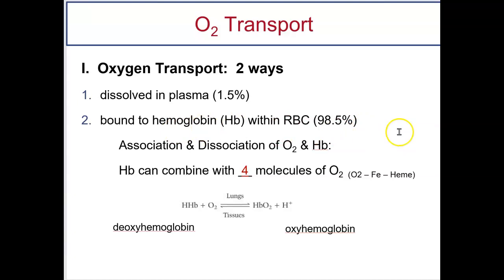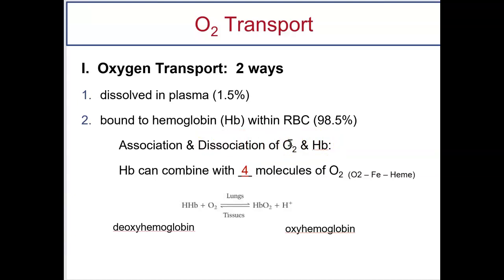Remember that hemoglobin has 4 heme groups, and each heme has an iron, and that iron grabs the oxygen. So when we talk about oxygen being saturated, it means that each hemoglobin has 4 molecules of oxygen. Sometimes we use the words association and dissociation. Association is when oxygen binds to hemoglobin, and dissociation is when hemoglobin lets go of oxygen.